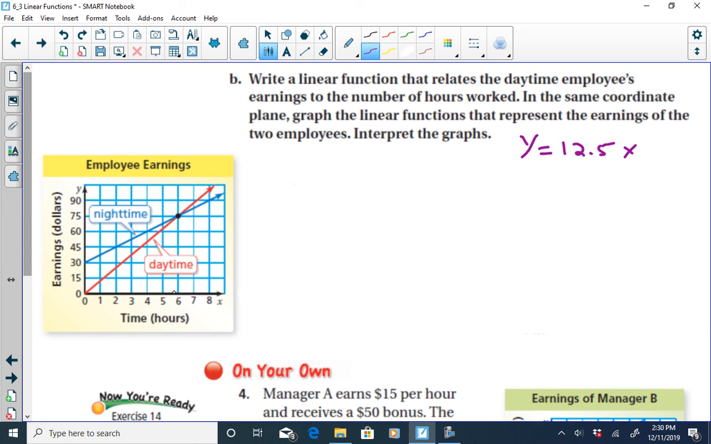At this point, we see that the daytime and nighttime hourly employees make the same amount of money. And then all of a sudden the lines cross. So after 6 hours, the nighttime employee makes less, and that will continue forever. The daytime employee after 6 hours will make more than the nighttime employee. So that 6 hour line is really important because it shows when the daytime and nighttime hourly employees make the same amount of money for a given number of hours, and then afterwards who makes more.